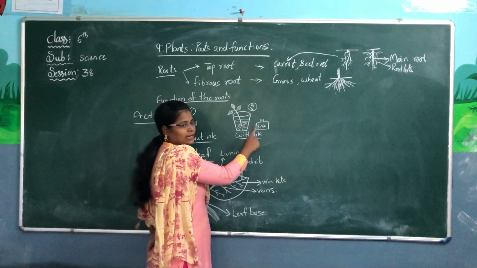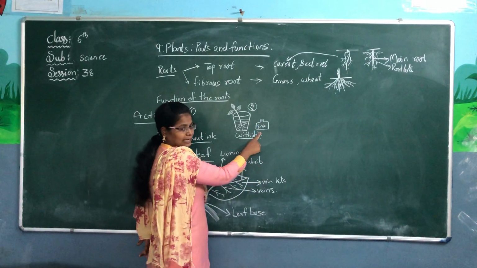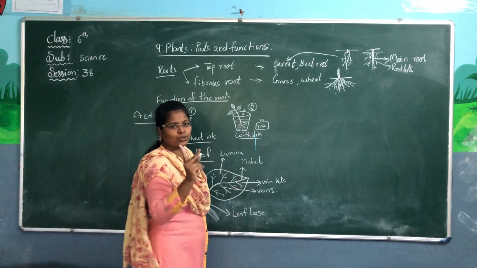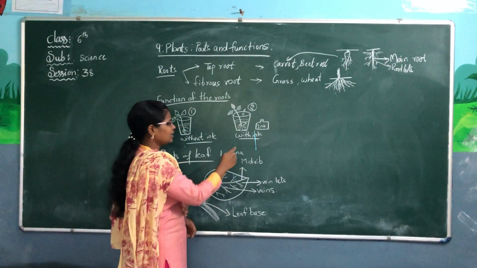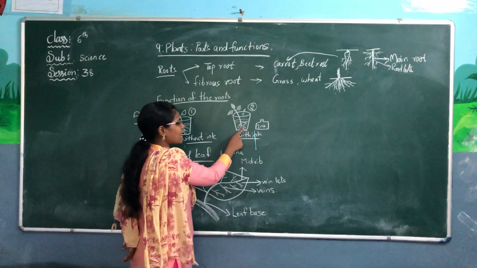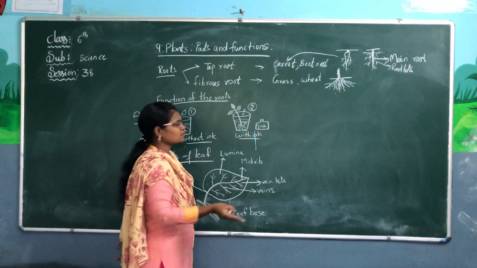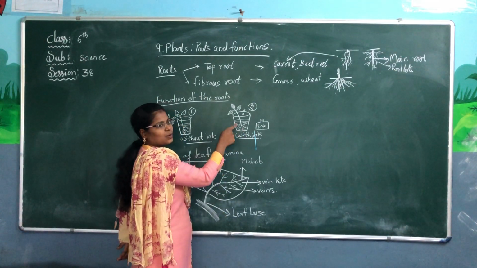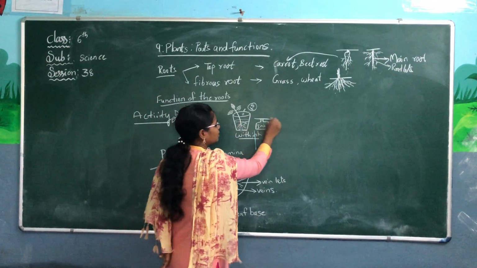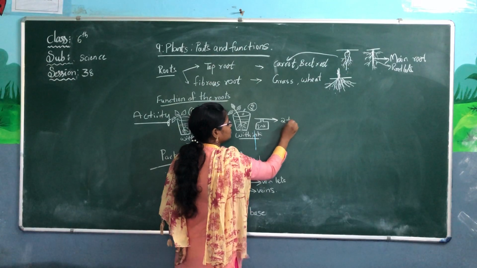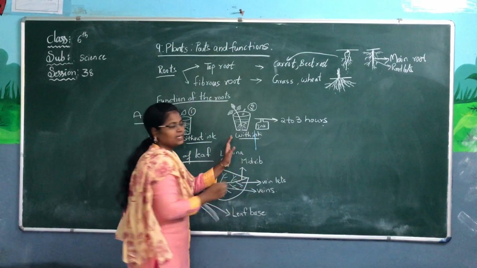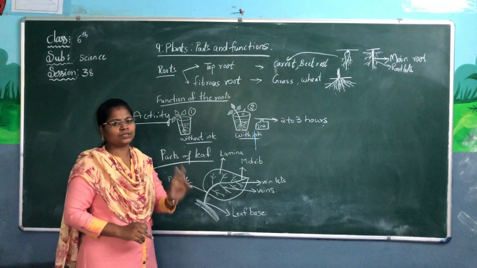For the second glass, take one ink bottle. How many drops? Add 2 to 3 drops of ink into this. Whether you are taking blue or red, whatever it is, just add 2 to 3 drops. What will happen after adding? The water's color will change. Now leave it for 2 to 3 hours. After adding color, we leave it aside for 2 to 3 hours.